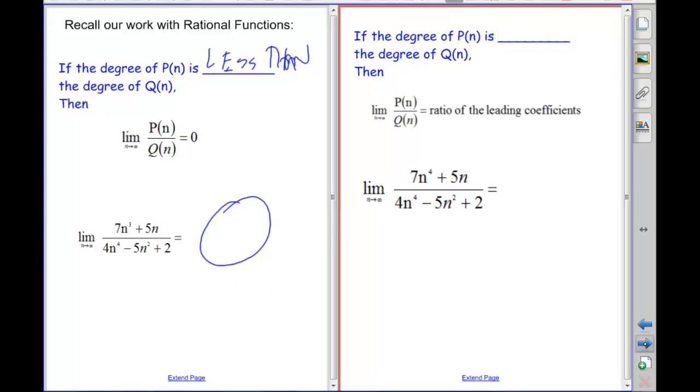Now, if the degree of P of n is equal to the degree of Q of n, then the limit is the ratio of the leading coefficients. And we proved that with one problem, but now let's just jump to this conclusion: 7 divided by 4. So this is 7/4. Now we go through the proof again. Multiply top and bottom by 1 over n to the 4th. Then you get 7 over 4 plus these other terms that go to 0. I'm not going to expect you to prove that every time now, but you can just go right to this idea. You recognize it as same degree over same degree, so you can look at the ratio of the leading coefficients.